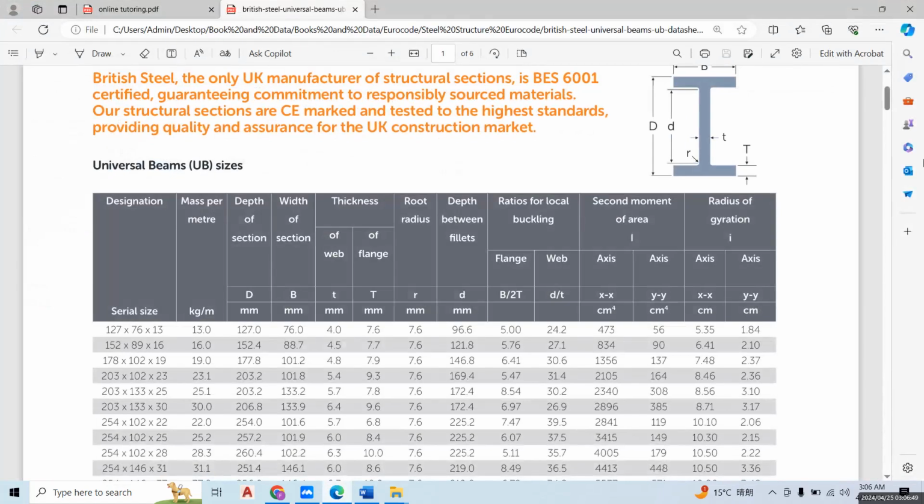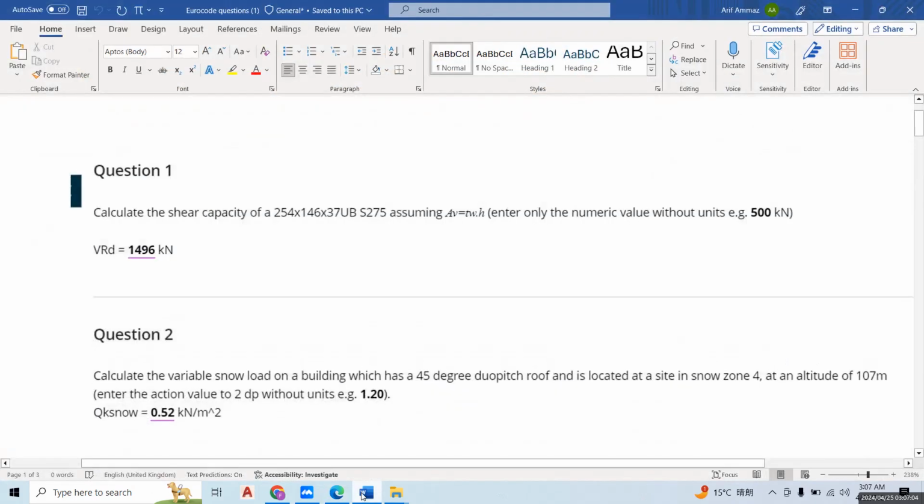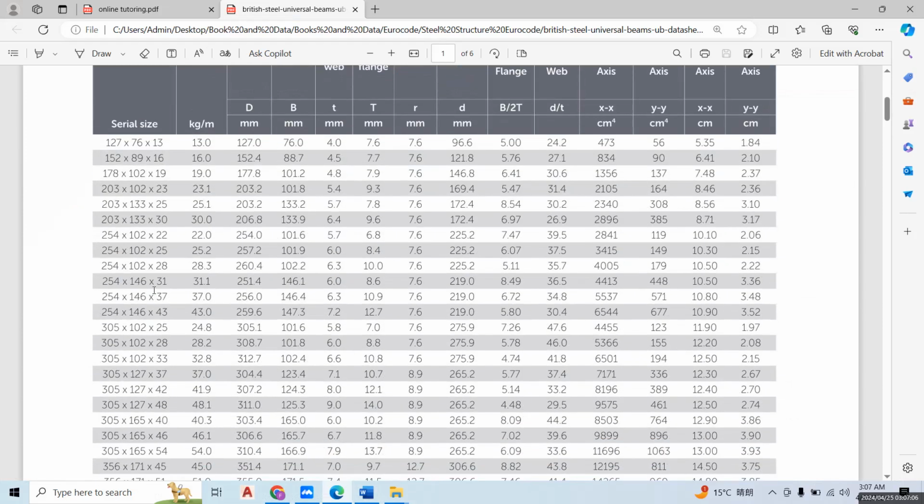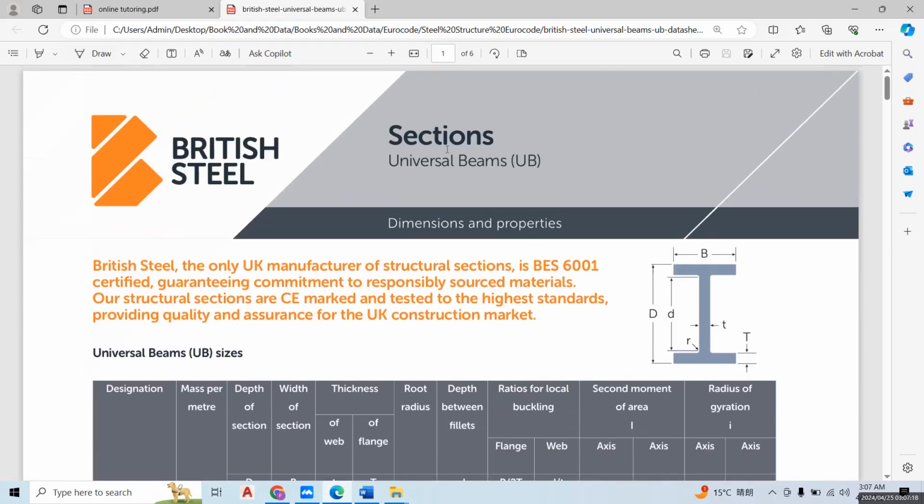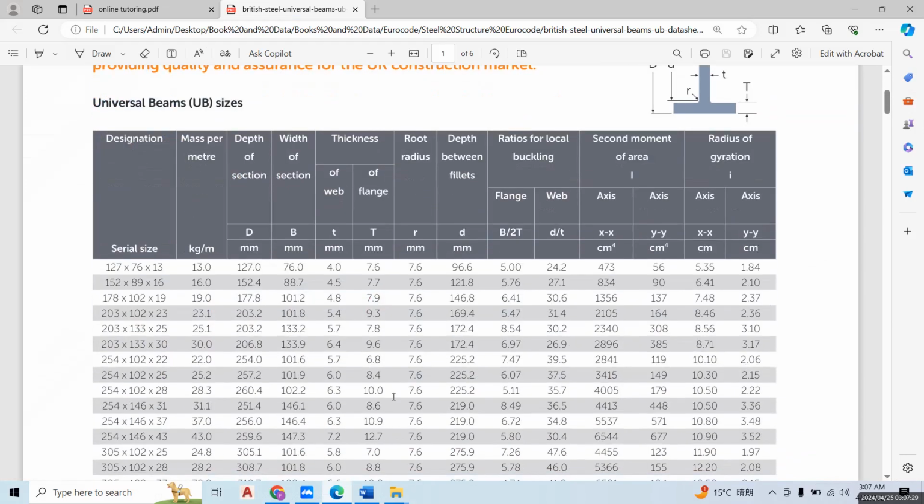Yes. Okay, so what is your section? First of all, you have to see what your section is. Your section was 254, 146. Can I ask a question? Does this chart apply to any question that has those numbers? Yes, this is actually the British standard dimensions and properties table. So first of all, you have to see your section properties.